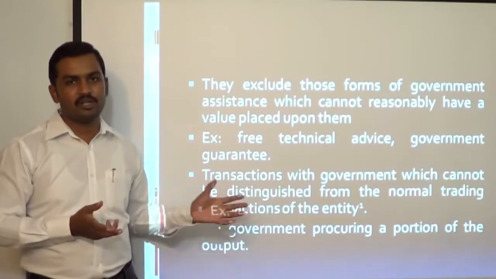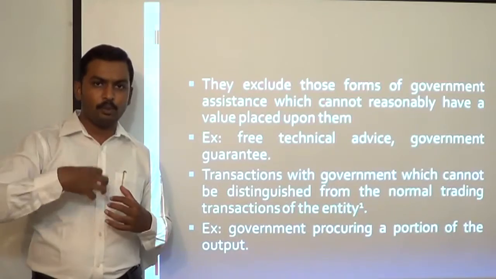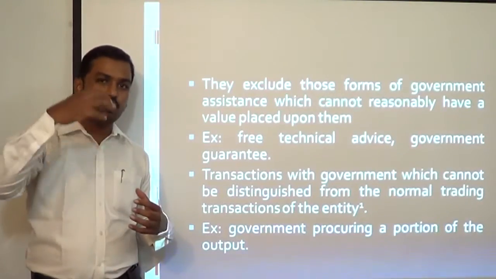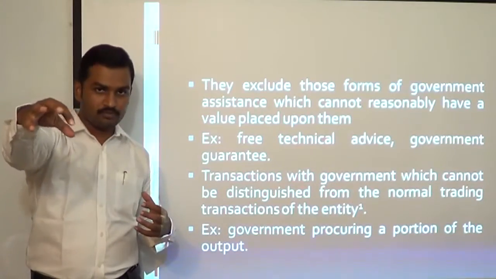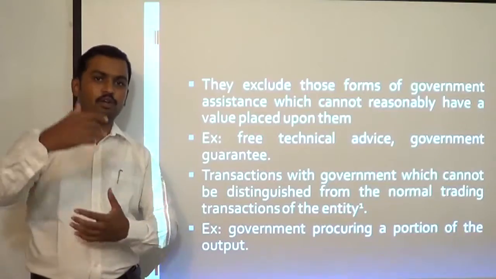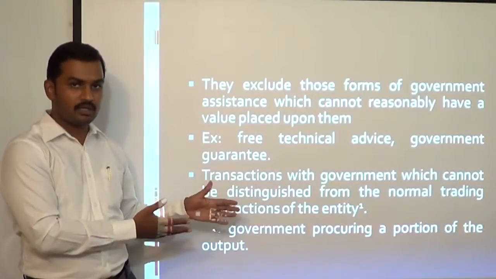I can give an example to understand this point. Suppose the government has entered into a contract to acquire a portion of our output. We are producing certain goods, government has agreed to acquire a portion of our output. Okay. In such cases, we normally sell goods to outsiders. Similarly, we are also selling goods to the government. In such cases, it is not considered as a government grant.